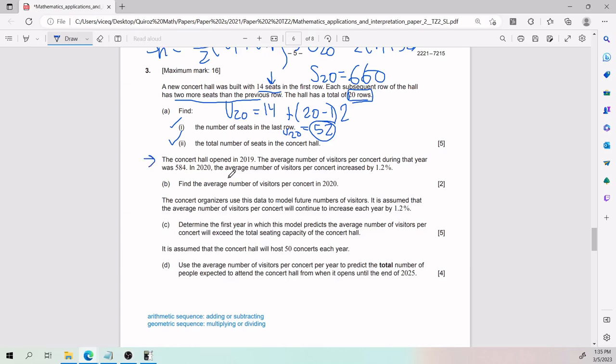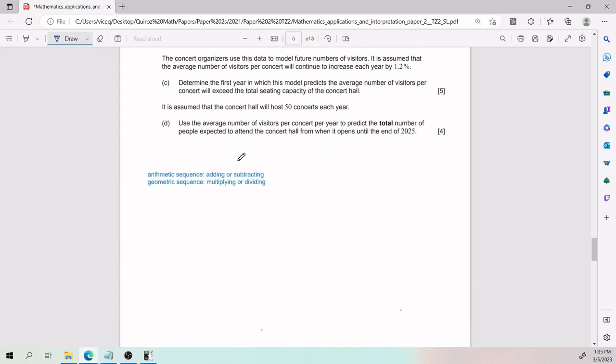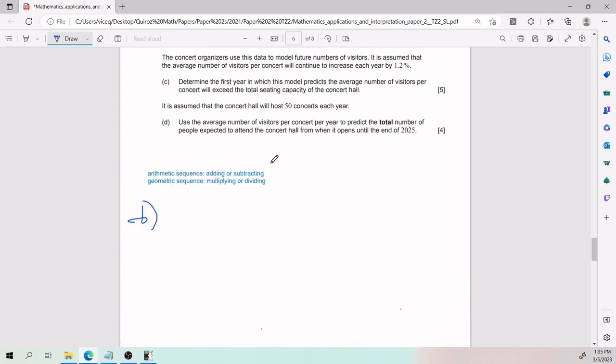The concert hall opened in 2019, and the average number of visitors per concert during that year was 584, key number. In 2020, the average number of visitors per concert increased by 1.2%. For part B, we need to find the average number of visitors per concert in 2020. So, part B. There's a couple of ways to approach this. I'm going to show my favorite one and explain the other method for anyone else.